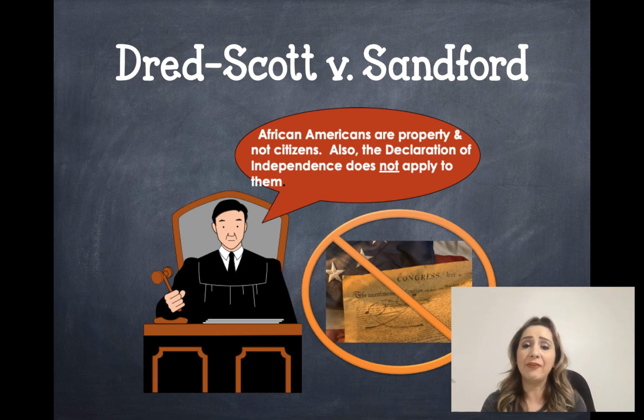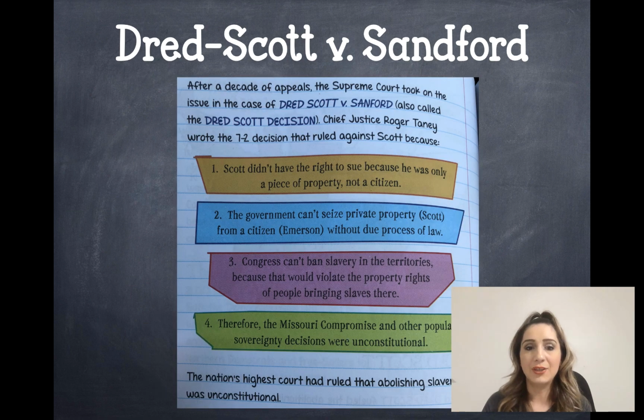So what was the decision made under Dred Scott versus Sandford? It said that African Americans are property and not citizens, and that the Declaration of Independence does not apply to them. Therefore, because a slave is property, they cannot sue someone or take them to court. So take a look at number 1. Scott didn't have the right to sue because he was only a piece of property, not a citizen.